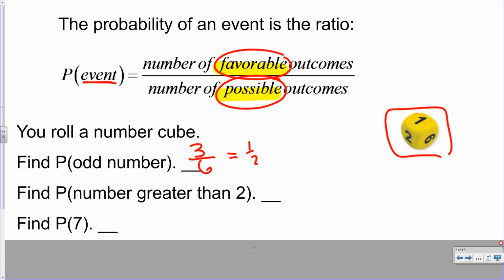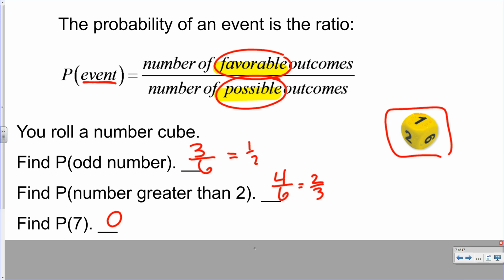The probability of a number greater than 2, well, 3, 4, 5, and 6 are all greater than 2, and that reduces to 2/3. The probability of 7 is 0. There are no 7s. So that would be an impossible thing. You cannot have a 7.